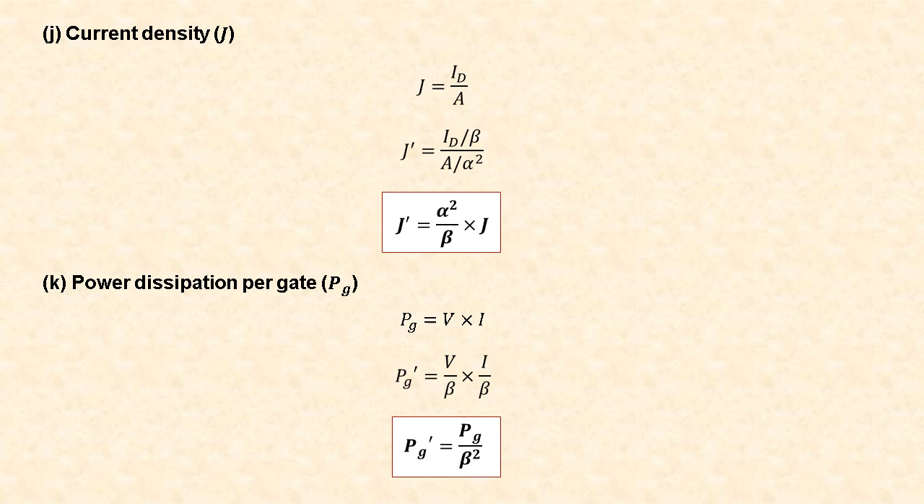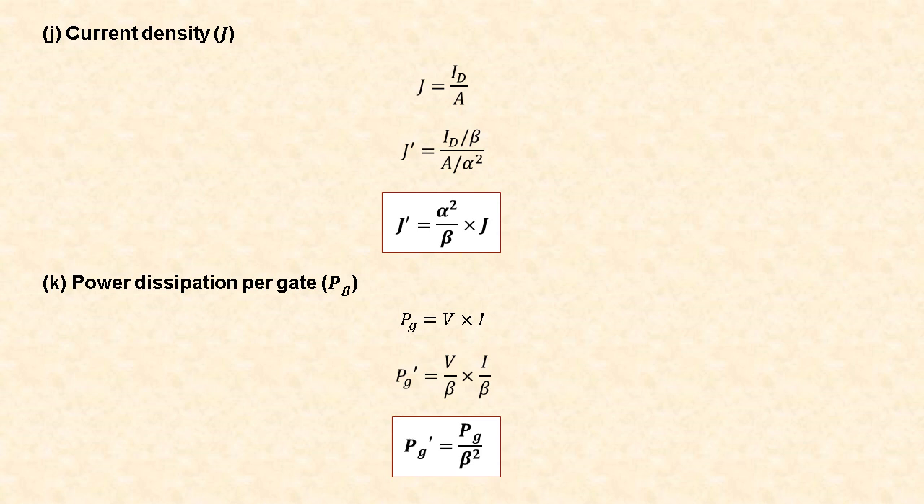Next, the current density. Current density is given by the formula ID by A. ID is the current and A is the area. The current is scaled by 1 by beta and the area is scaled by 1 by alpha square. Rearranging, we have the current density is scaled by alpha square divided by beta.